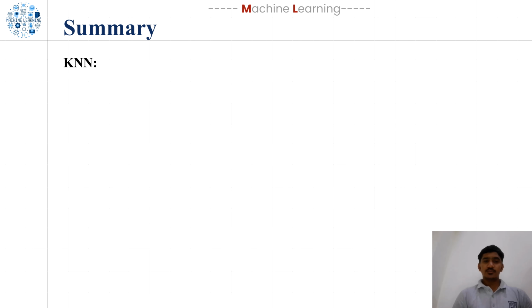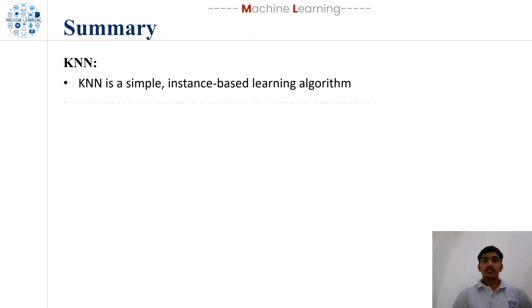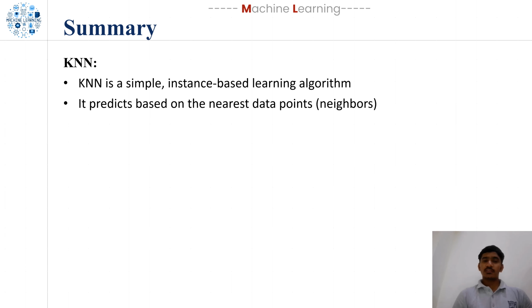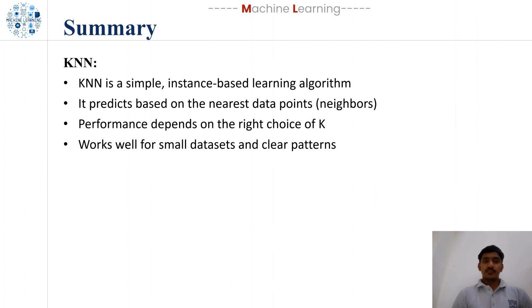To summarize today's session, KNN is a simple and easy to understand algorithm. It makes predictions by looking at the nearest neighbors. The accuracy highly depends on choosing the right value of K. It works best for small, clean datasets and clear patterns, but it can become slow and less reliable with large and noisy datasets. So, overall, KNN is a great starting point in machine learning. Simple and effective when used with the right data.